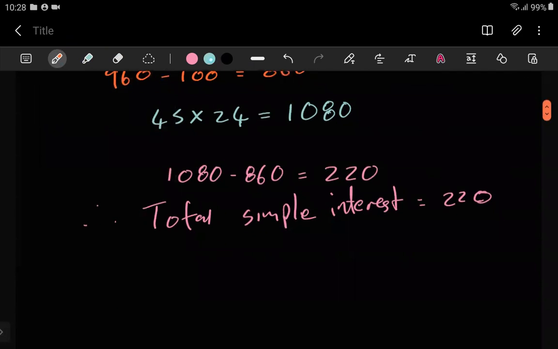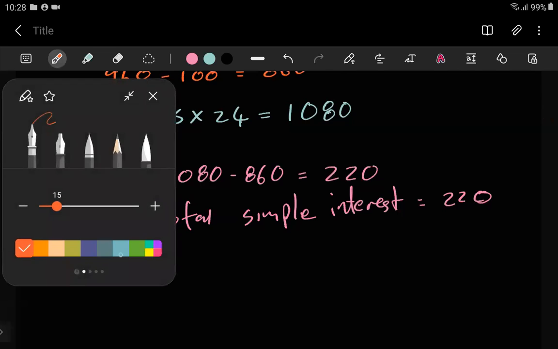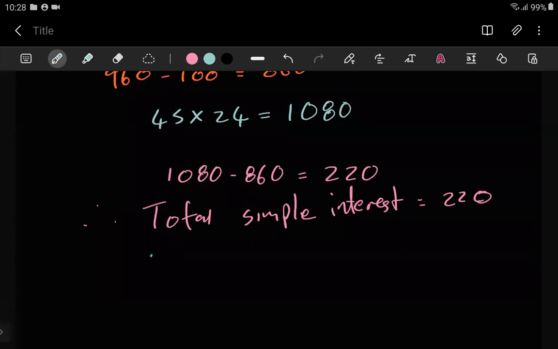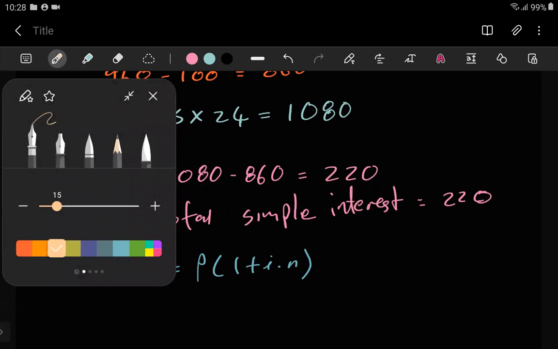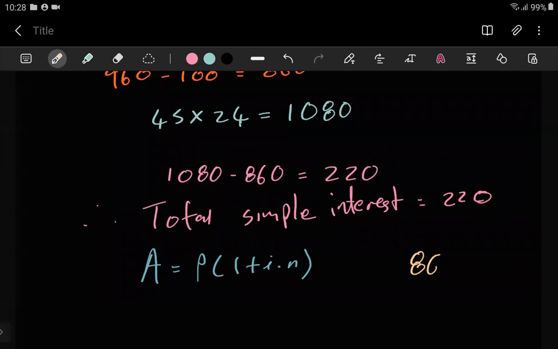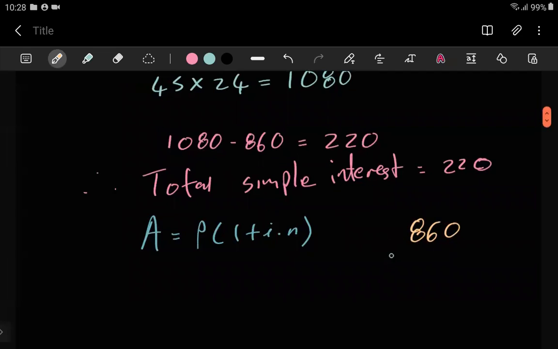Luckily we can just use the formula, because remember the simple interest formula says A is equal to P(1 plus I times N). What we know is the amount that was borrowed is 860. What was paid was 1080. So this is the P value, this is the A value.